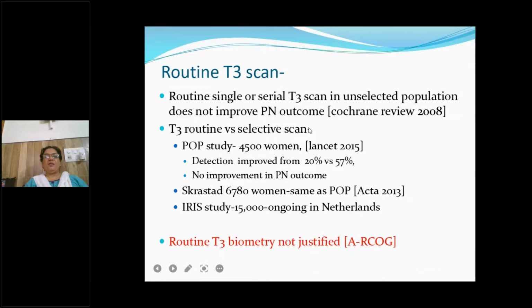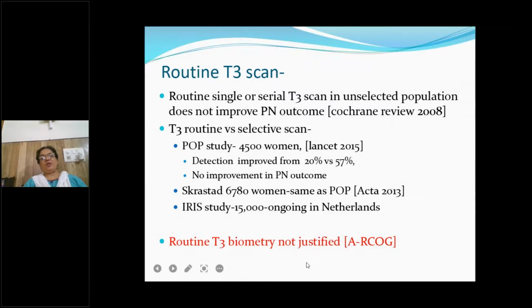If you do an indicated selective scan in a high risk patient, one found high risk by your previous screening methods like history or symphysiofundal height, it is probably of benefit. So at this point of time, there is no evidence that routine third trimester ultrasound is beneficial. And for a country like ours, we really need to look at it from the perspective of logistics. Can we really provide it to all the patients?